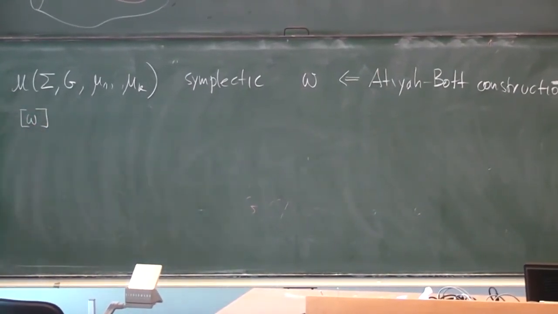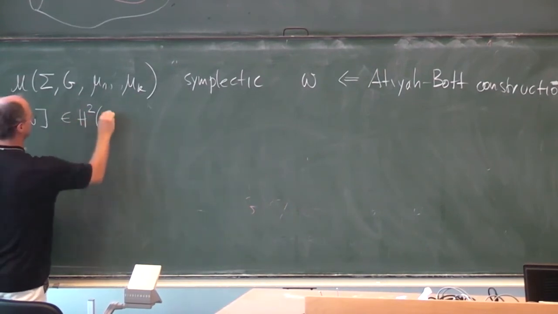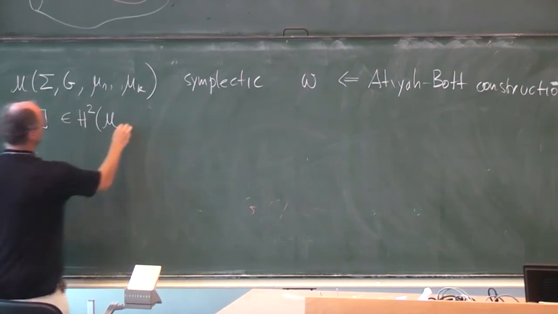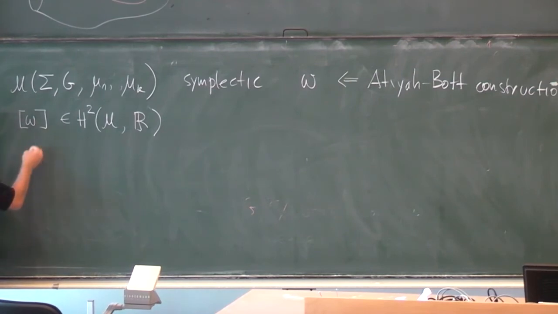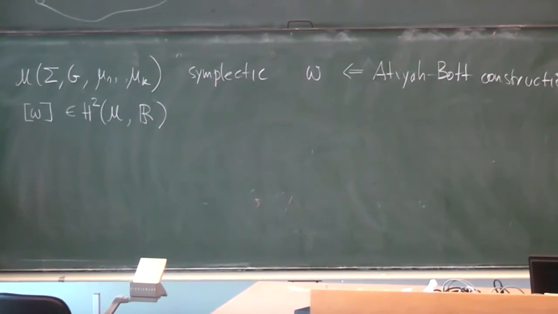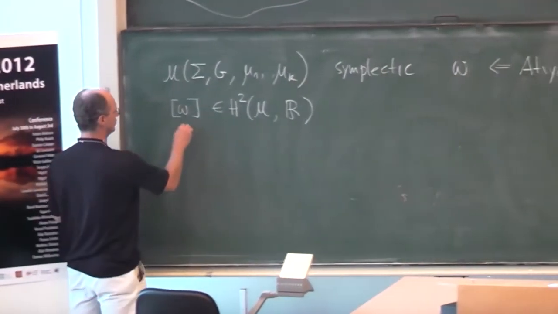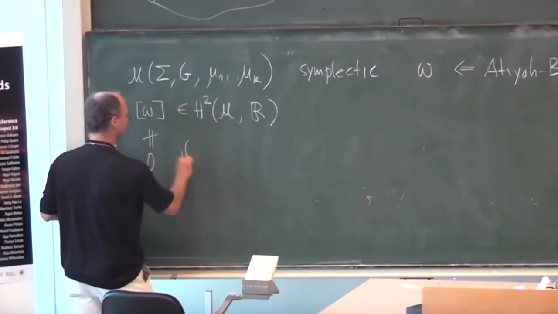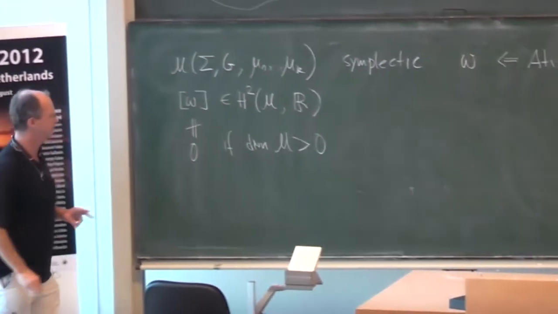Of course, one question that one can ask is about the cohomology class of this form inside a properly defined H2, let's say, of M. And the general statement is that whenever this space has sufficient dimension, that is, it's non-empty and its dimension is bigger than 0, right? Because if it's just one point, then this cohomology class cannot be non-vanishing.